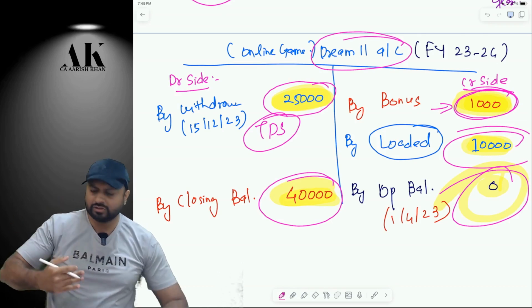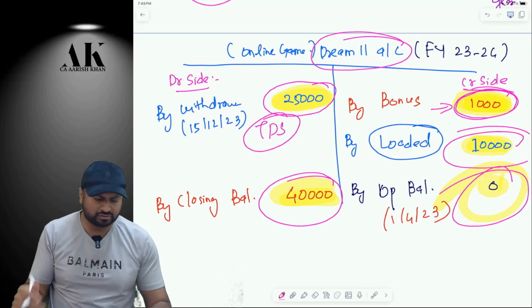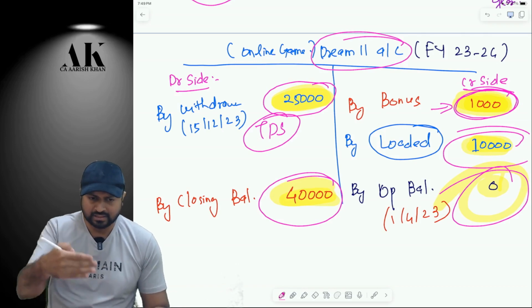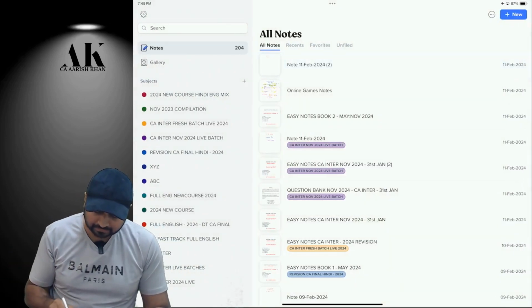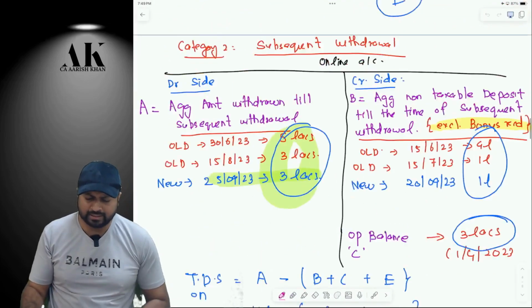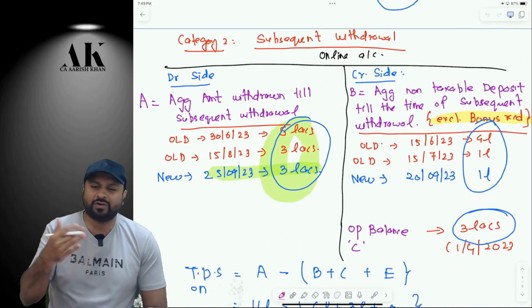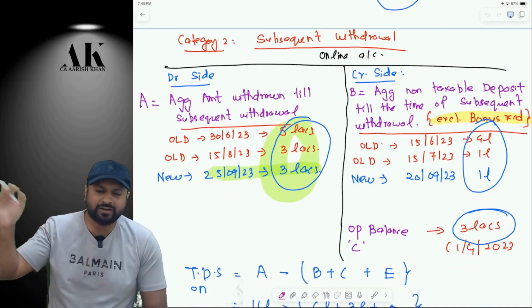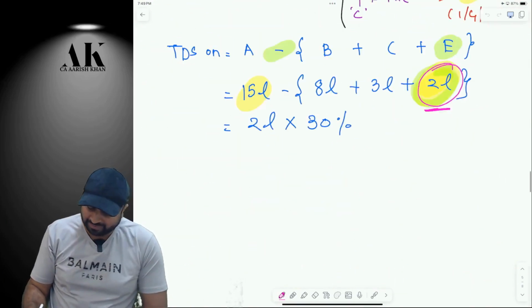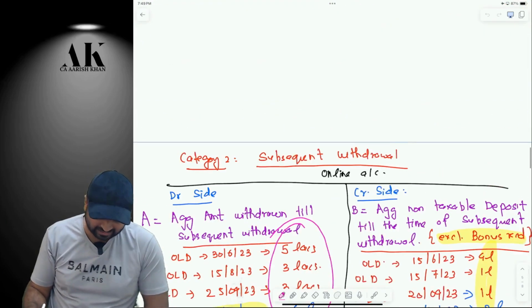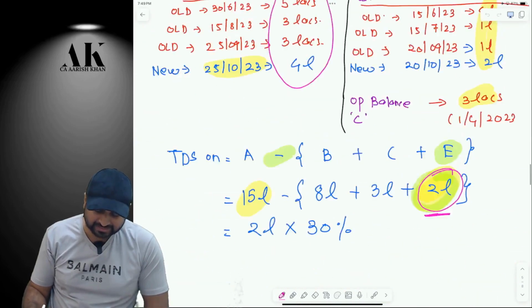CBDT has also given a circular on that. I'll read that circular after some time. Don't worry, they have given an FAQ on that. Now coming to our example. Sir, what will happen in subsequent withdrawals? The same thing will happen again and again till 31st March. Yes or no? What will happen on subsequent withdrawal? This will only happen.